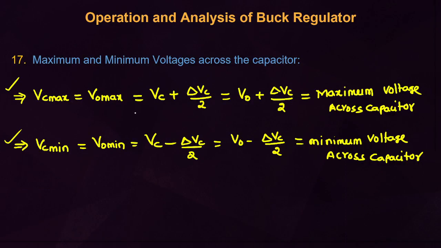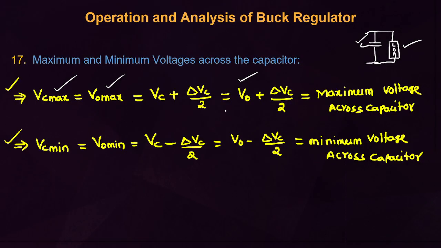Next, what is the maximum voltage across the capacitor? The maximum voltage across the capacitor is nothing but the maximum voltage across the load. Why? Because in a buck regulator, the capacitor and load are in parallel. The capacitor is connected across the load only. That's why the voltage across the capacitor is the voltage across the load. This is the peak voltage across the capacitor.